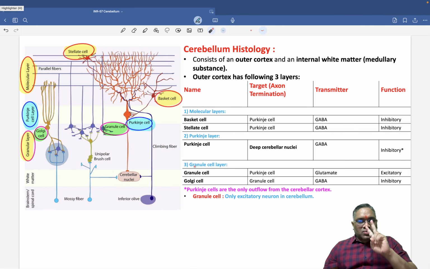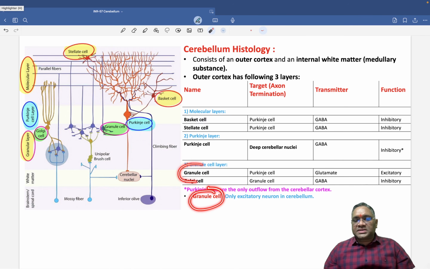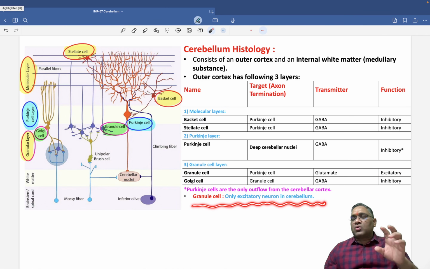Now I want to tell you two important points. If you look at all the cells in the cortex, they are all inhibitory except for the granule cell. Can you notice? This is the exam question. Granule cells are excitatory. Only granule cells are excitatory neurons in the cerebellum. This is the first important point we have to remember: the granule cell is the only excitatory neuron in the cerebellum.